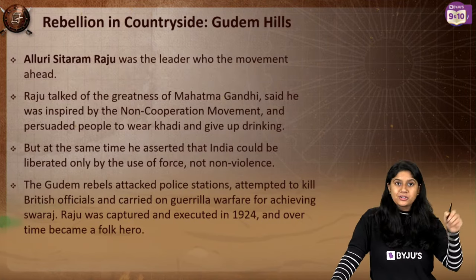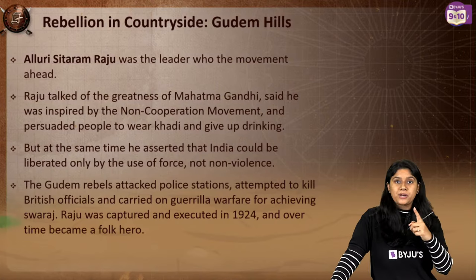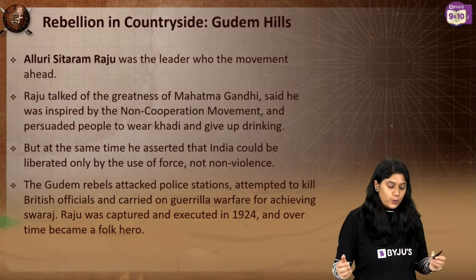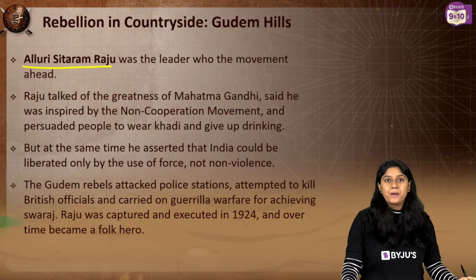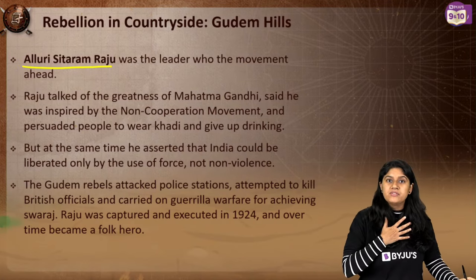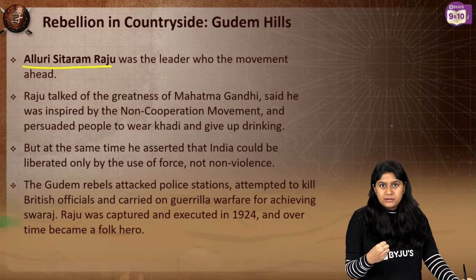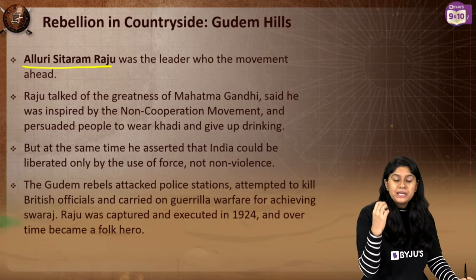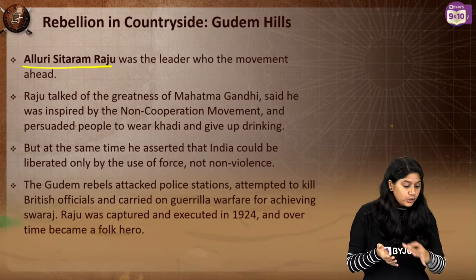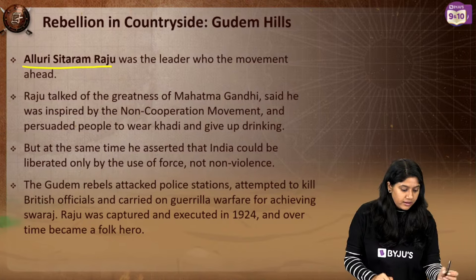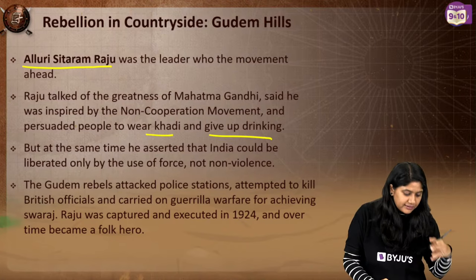And at that particular time, we saw the non-cooperation movement happening. So we have Alluri Sitarama Raju. He was a leader of the movement, and a very firm believer of Gandhiji's non-cooperation movement. He said that we should be contributing to it. He asked the people to let go of the liquor, wear khadi, give up the drinking, etc.